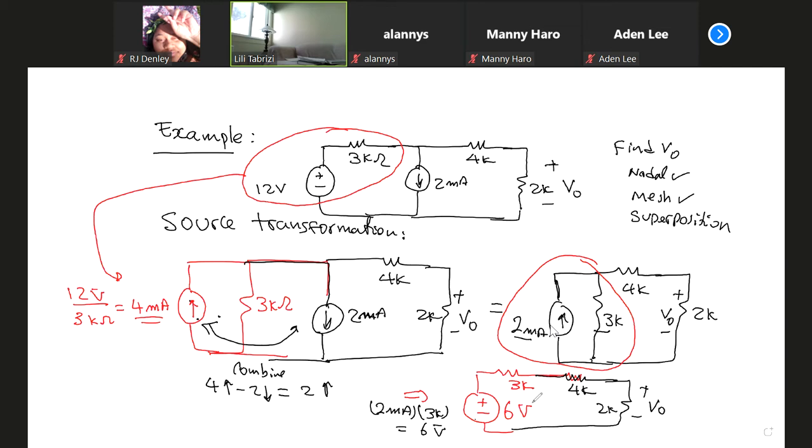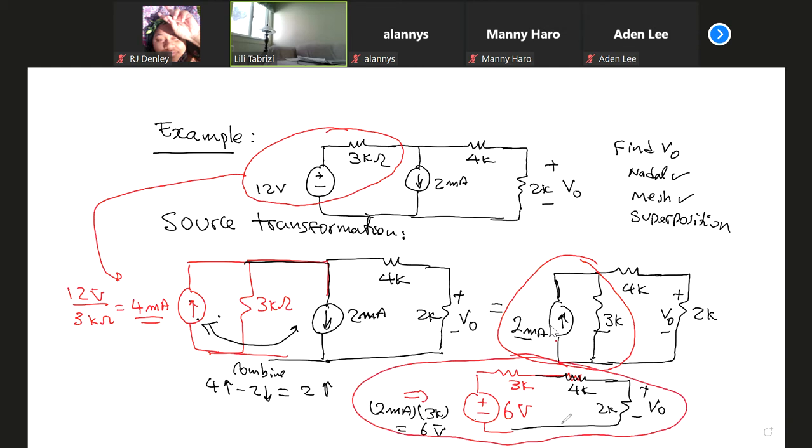Okay, by back-to-back source transformation, going from series to parallel, then combining current sources, then I go from parallel back to series again. So I haven't changed anything in the circuit. The circuit remains the same. The circuit is fine.